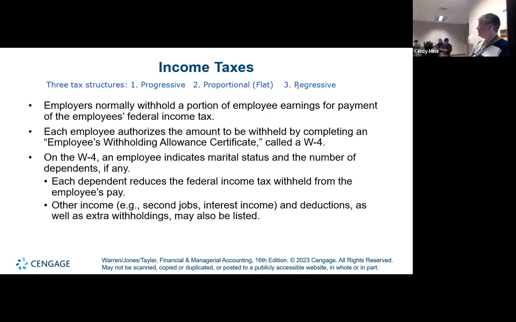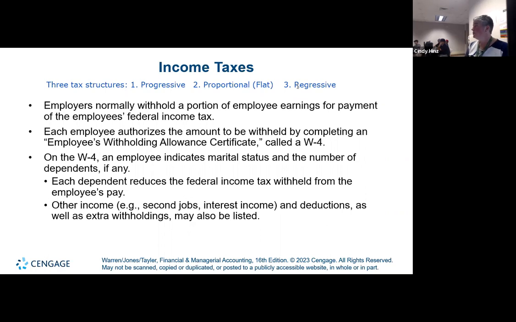So a progressive tax means that higher income earners pay a higher percentage of their income for that tax. A proportional tax means that everyone pays the same percentage of their income as that tax, regardless of whether they're high or low income earners or somewhere in the middle. Regressive taxes are taxes that hit lower income earners harder. That is, they pay a higher percentage of their income as that tax.